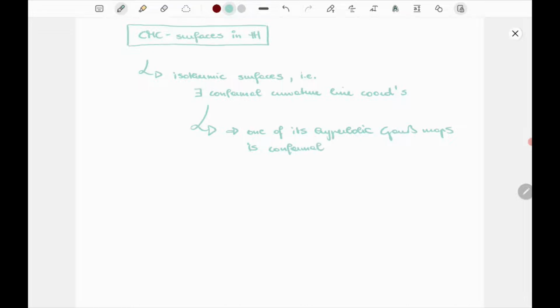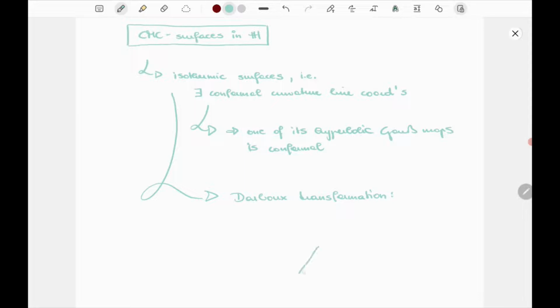And now we can take advantage of the fact that for general isothermic surfaces, there is a well-explored and rich transformation theory available. In particular, the Darboux transformation for isothermic surfaces. And this transformation will allow us to reconstruct CMC surfaces out of suitable hyperbolic Gauss maps.